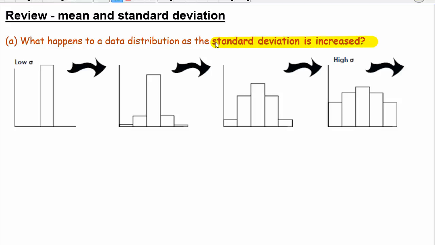So for example, here we have some graphs that show us low standard deviation and high standard deviation. Obviously, you can see that as we move from the left to the right, that is when standard deviation is increased. Actually, when the standard deviation is low, all the data values are very close together.